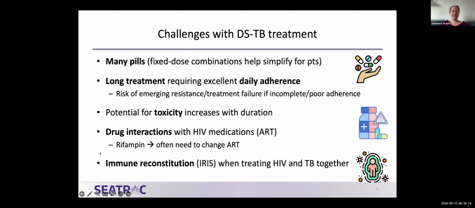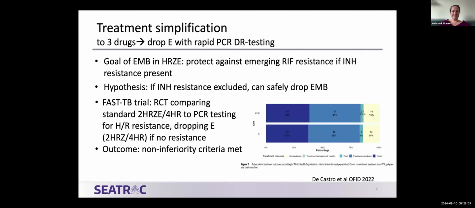And then we also need to think about the challenges of treating TB and HIV together, in particular immune reconstitution inflammatory syndrome, which can emerge when starting TB treatment in someone living with HIV.